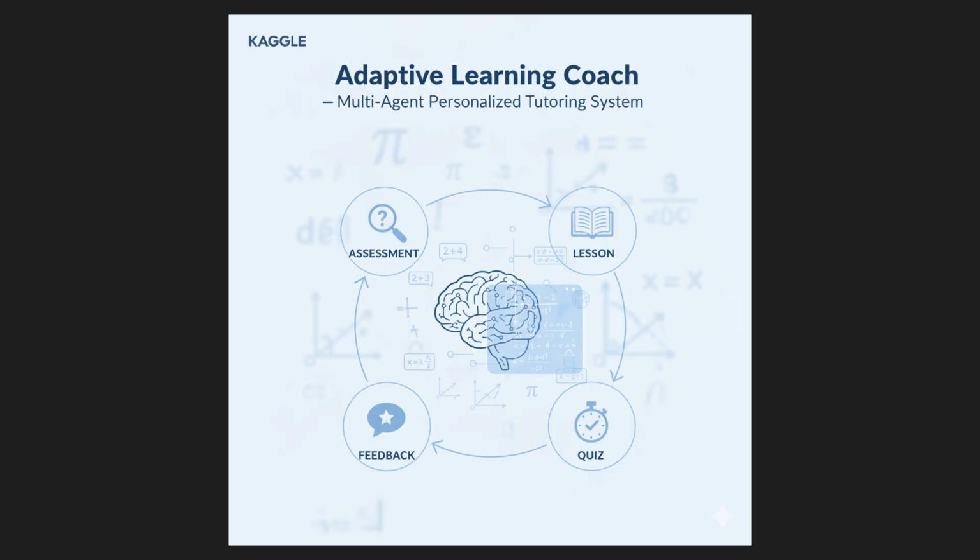To solve this, I built Adaptive Learning Coach, an AI tutor powered by multiple agents working together. Agents are perfect for this because learning is not just one task, it's a cycle. You assess what the student knows, you teach what they need, you test their understanding, you give feedback to their mistakes. Each of these is a separate responsibility. So each stage is handled by a dedicated agent.